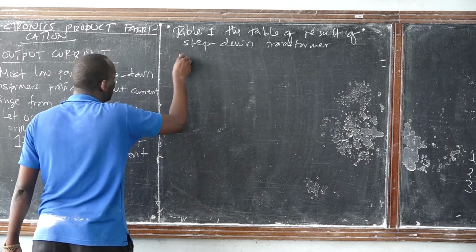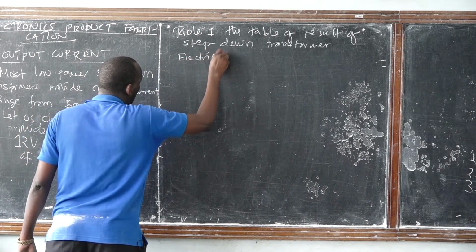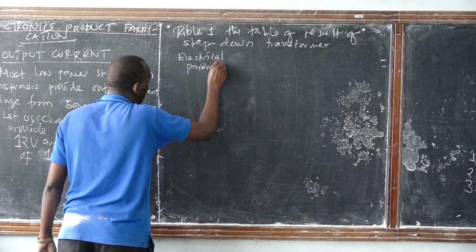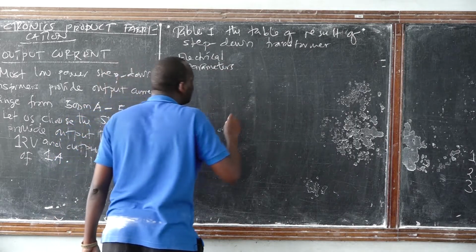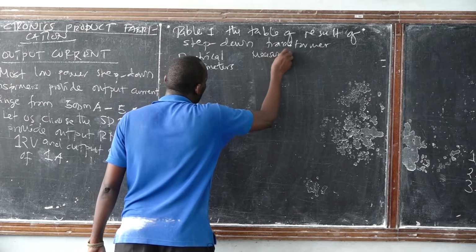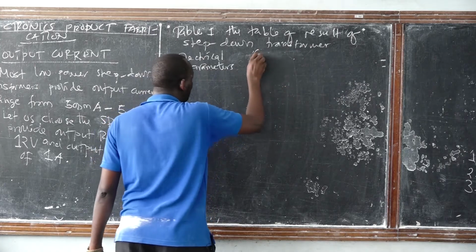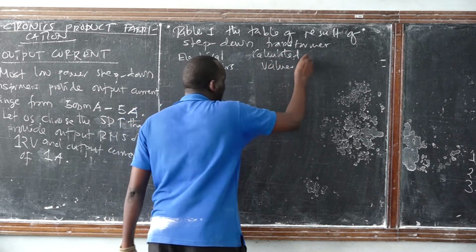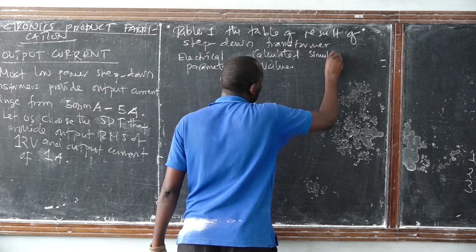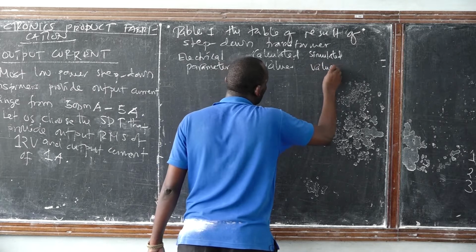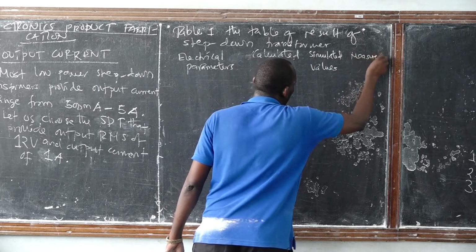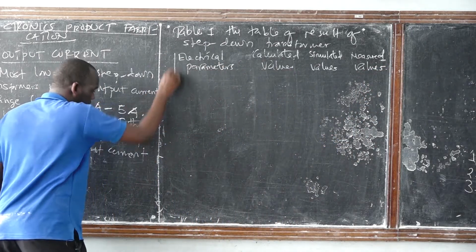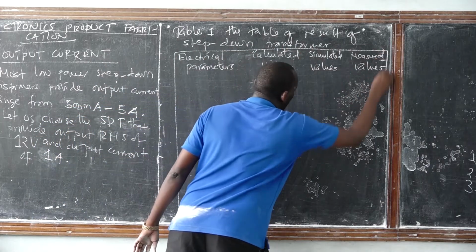So in this table of result, this is our electrical parameters. Remember that I'm adding the value, and here we are going to have measured, calculated values, which we call theoretical. And here we are going to have simulated values. And here we are going to have measured values. So this is the way our table will look like.